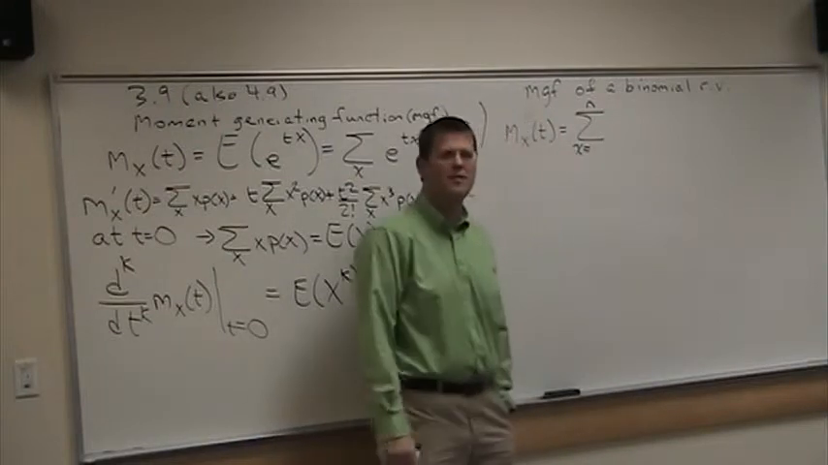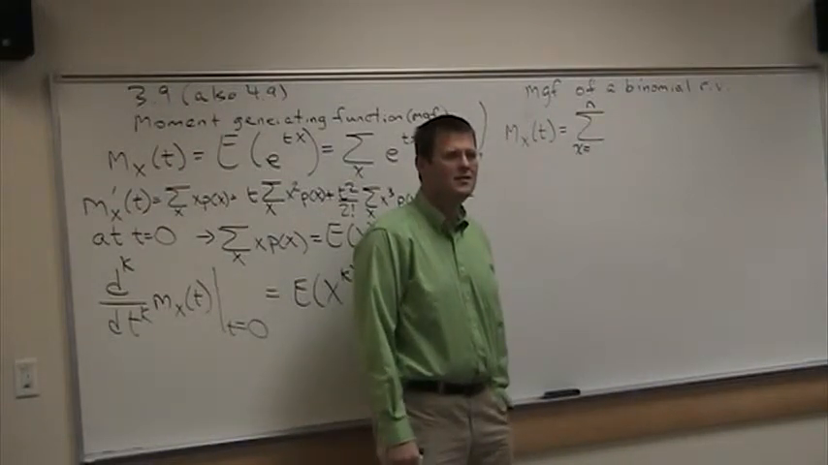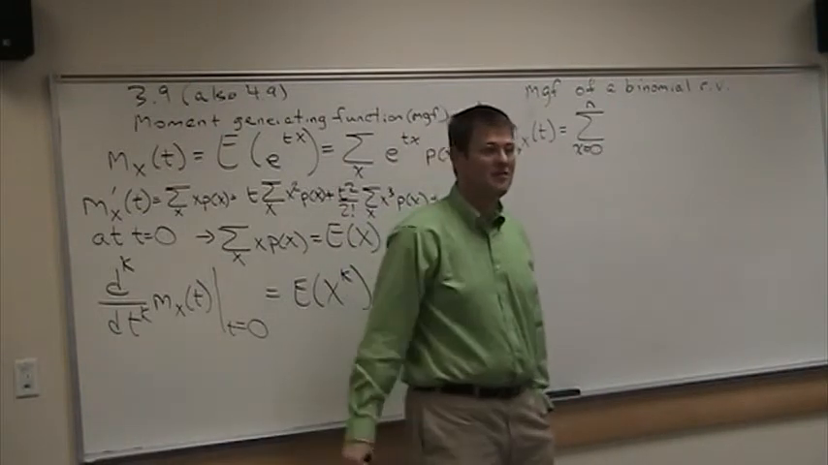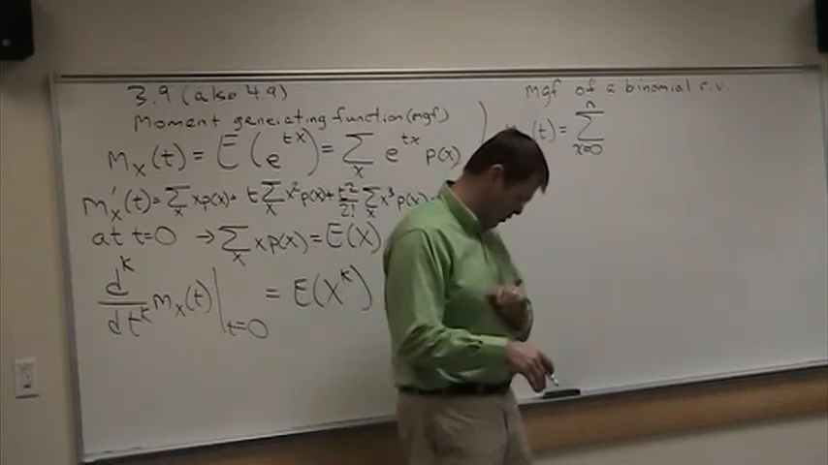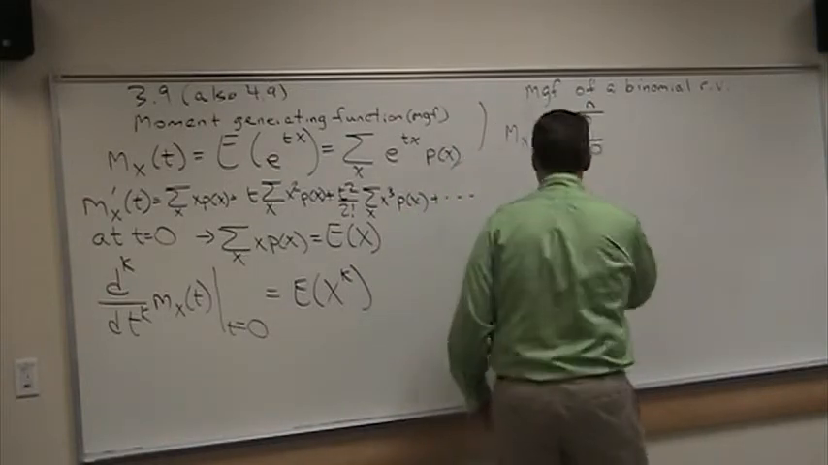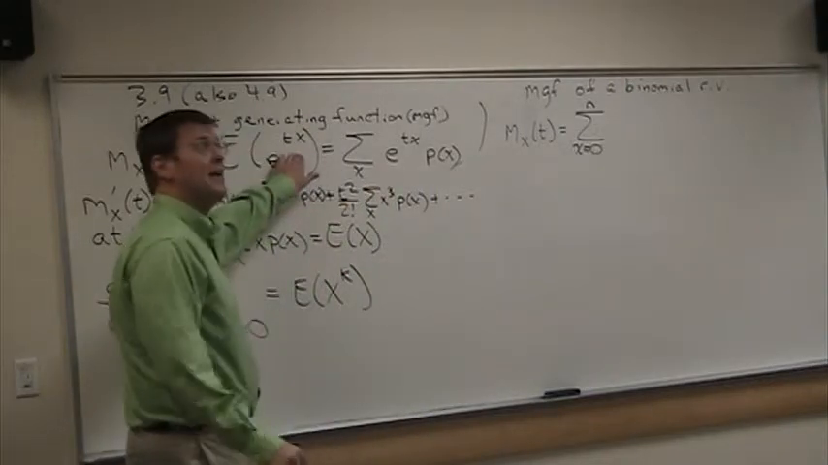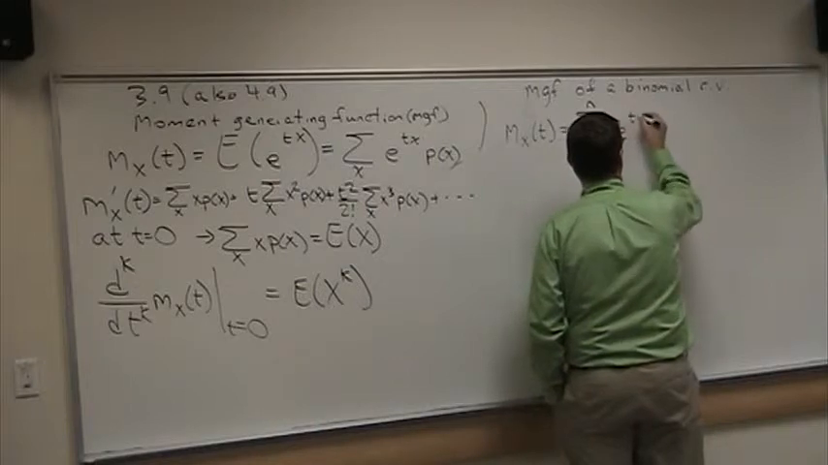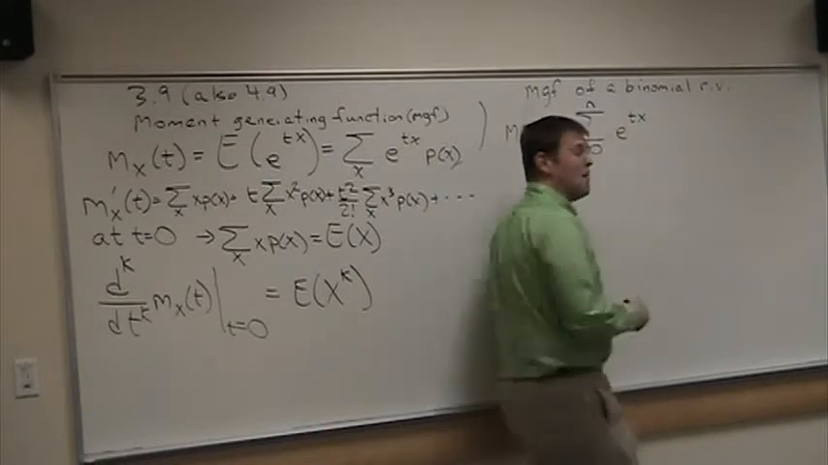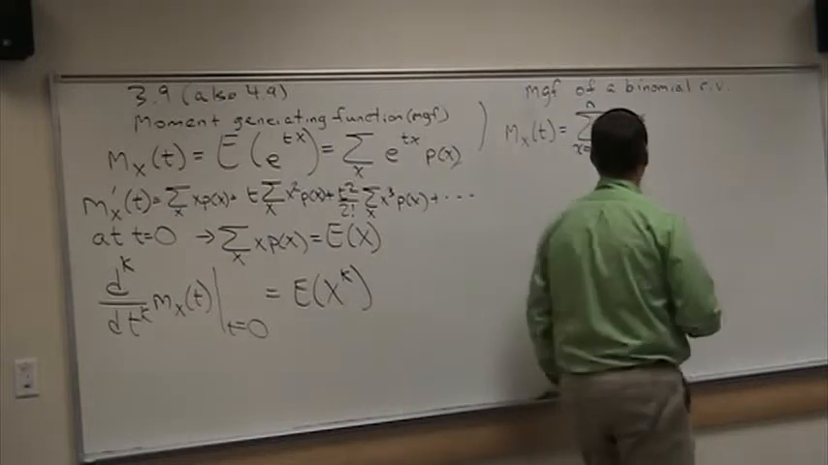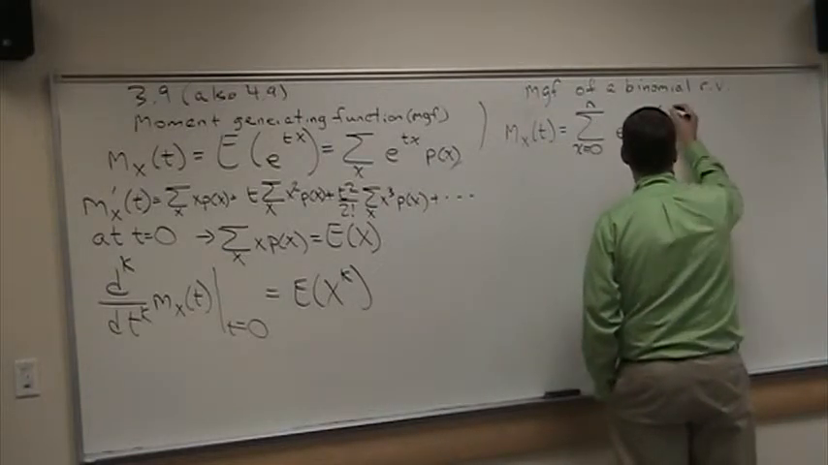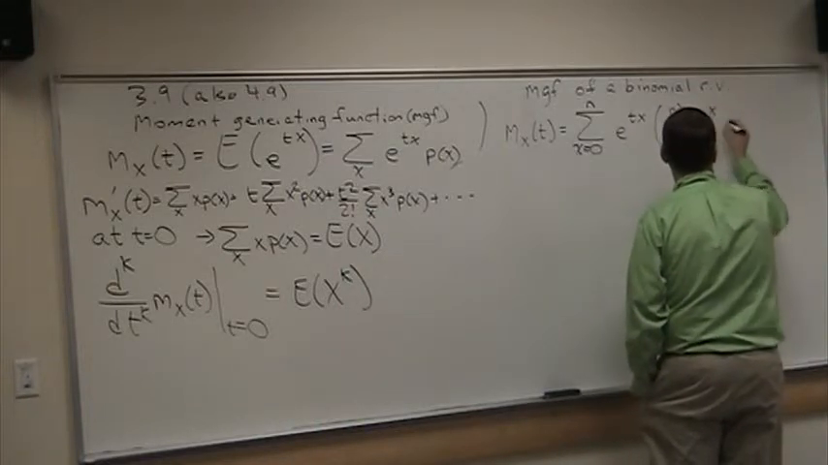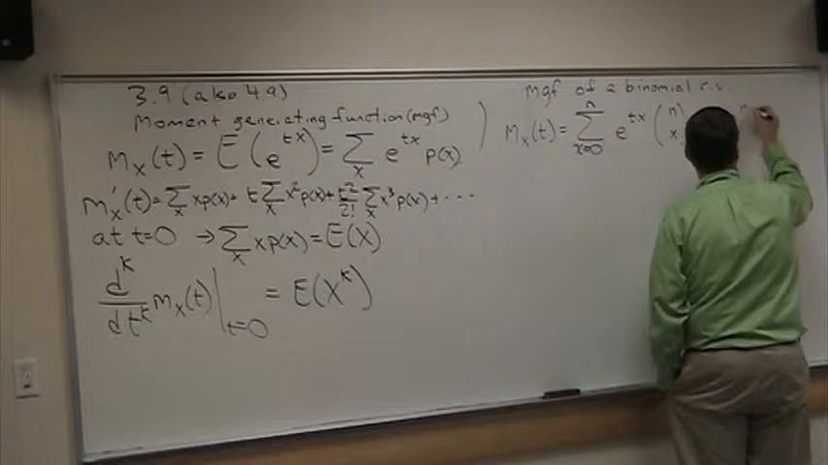X goes from 0. Right? We're counting the number of successes, so you can go from a low of 0 to a high of n. It's the expected value of e to the tx. So we'll have e to the tx here times the mass function for a binomial. So we've got n choose x, p to the x, q to the n minus x.